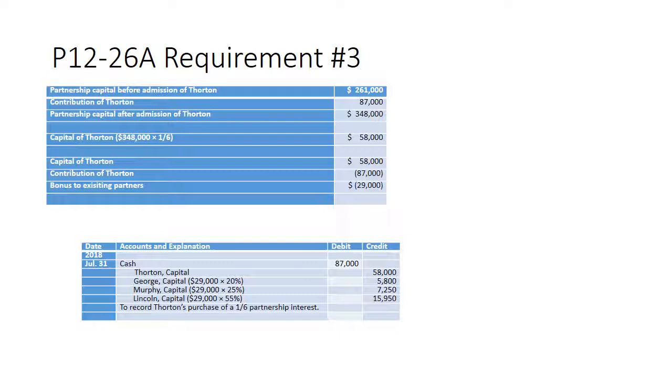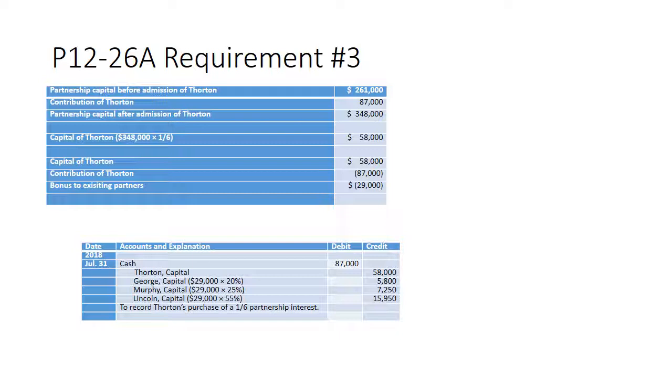Now he gives $87,000 and only gets a 1/6 interest. We go through the same computations because the partnership's getting an asset. They're getting $87,000 cash. There's 3 partners before, now there's 4. Take the $261,000 capital balance, and we find it the same way as we did before. One more time, on page 675, you take the $43,500 from George plus Murphy's $87,000 plus Lincoln's $135,500. Add them all up, $261,000.